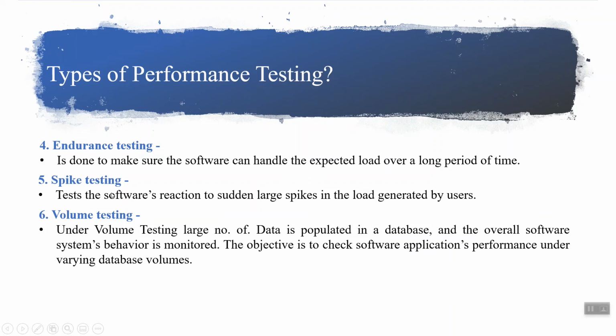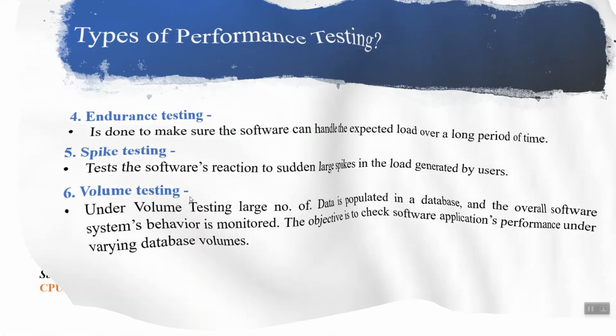The fifth one is spike testing. It tests the software's reaction to sudden large spikes in the load generated by users. The last one is volume testing. Under volume testing, a large amount of data is populated in a database and the overall software system's behavior is monitored. The objective of volume testing is to check the software application's performance under various database volumes. These are the six different types of performance testing.